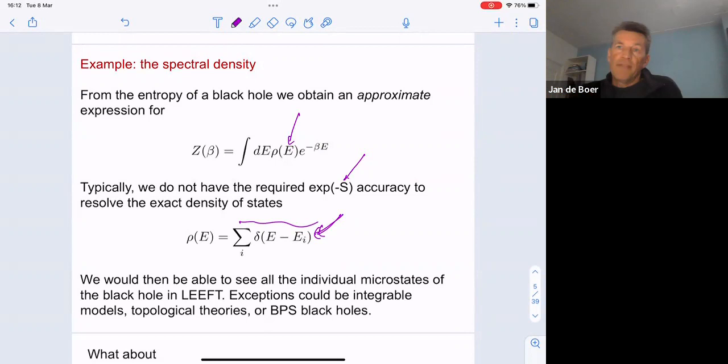Now, of course, it would be great if we would see the sum over delta functions, because then, purely in semi-classical gravity, we would be able to see all the microstates of the black hole purely in the semi-classical description.